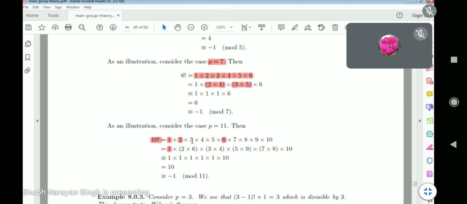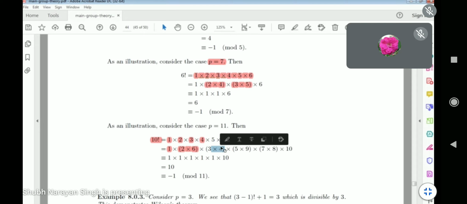Yes, 4. And conversely, what is the inverse of 4 modulo 11? 3. That's why I put 3 and 4 side by side, because they are inverse to each other and make a group. So one group we got is 2 and 6, 2 into 6, another is 3 into 4.